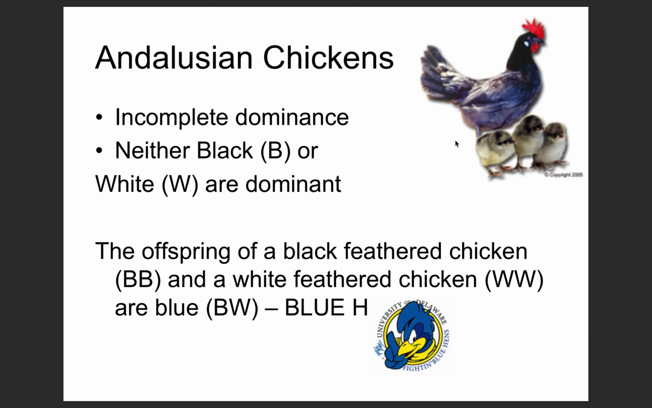Now here's another example. Andalusian chickens are an example of incomplete dominance. The chickens that are heterozygous are neither black nor white, as neither is the completely dominant color. So when they come together, they end up with a blue coloring. Like that last bullet point says, the offspring of the black feathered chicken and the white feathered chicken will end up blue, which is the heterozygous offspring.